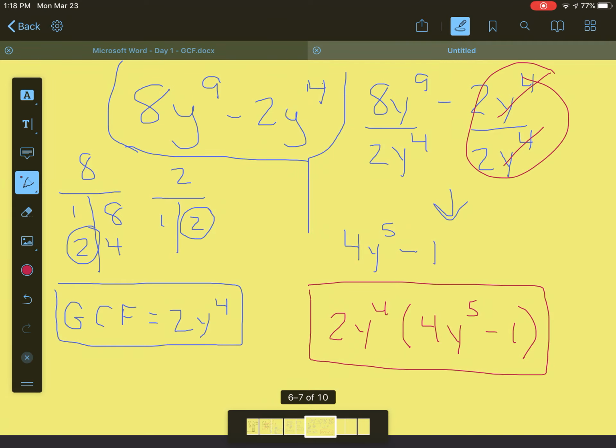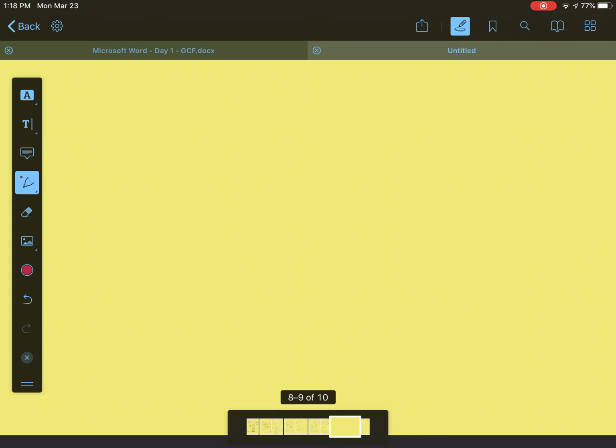Okay, so let's do one like this. All right. So let's say we've got this 6y squared, and then plus 11y to the 5th. Okay. So now here, let's look at our 6 and our 11. So our factors of 6 are 1 and 6, 2 and 3. Our factors of 11 are 1 and 11. And that's it for 11 because 11 is a prime number.